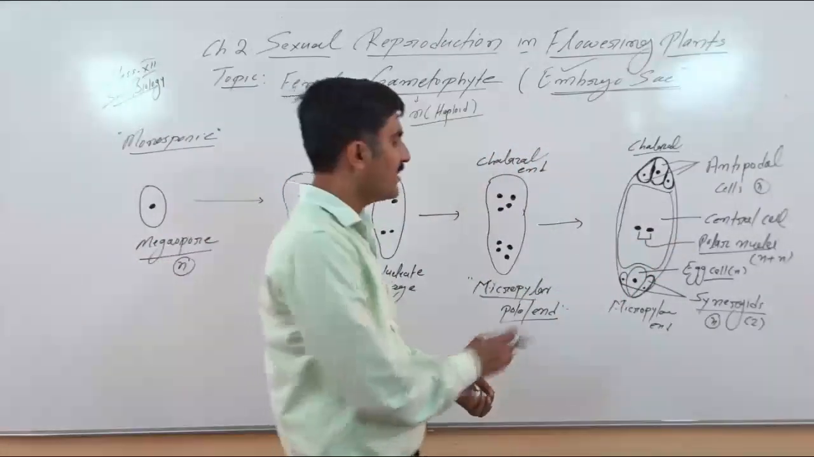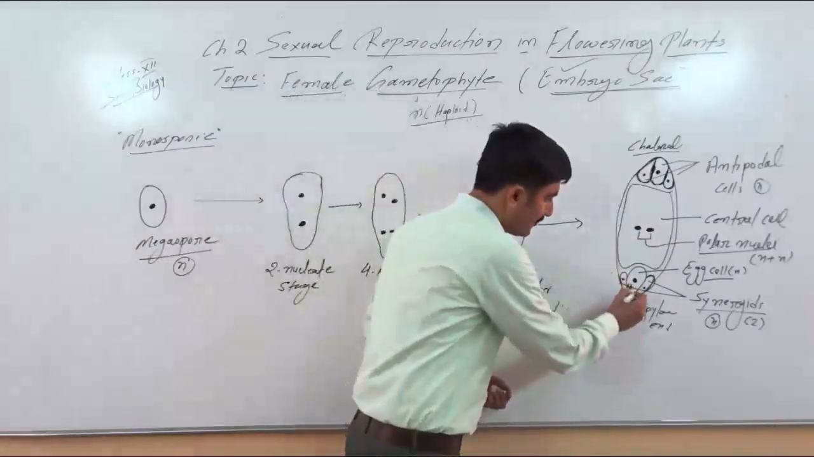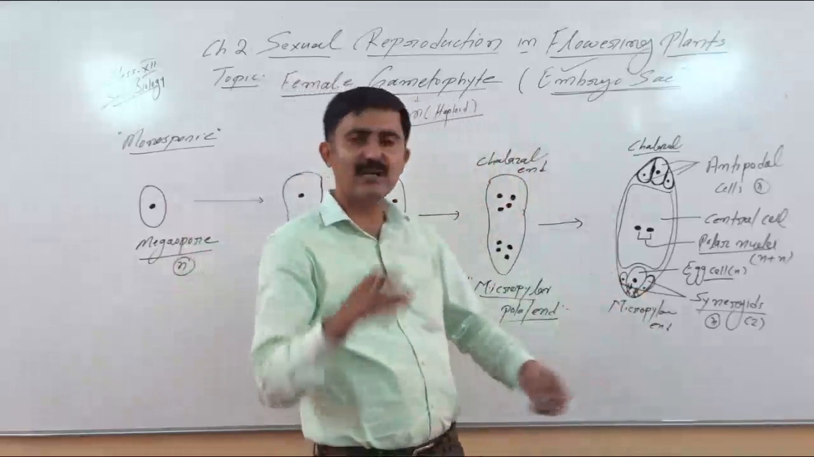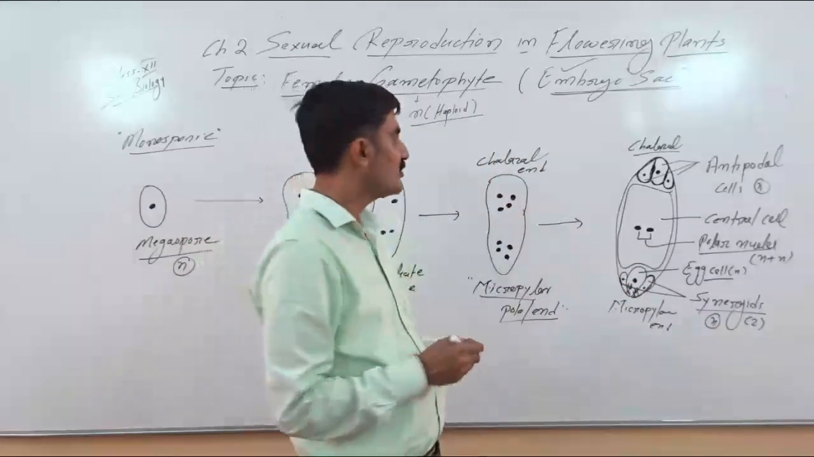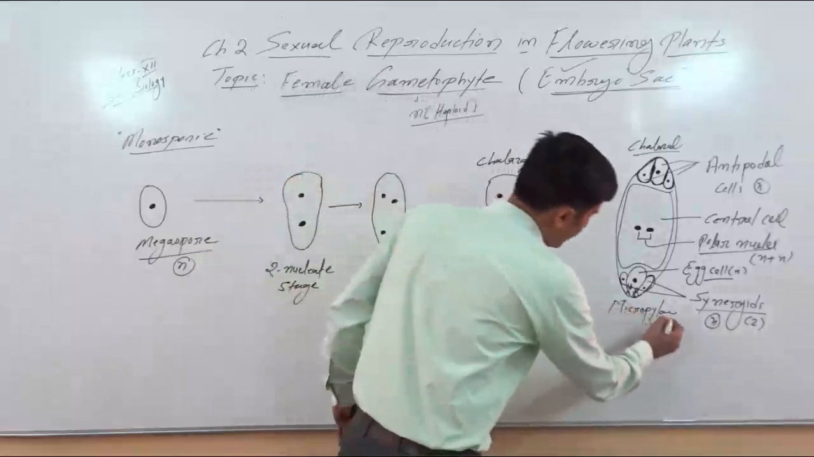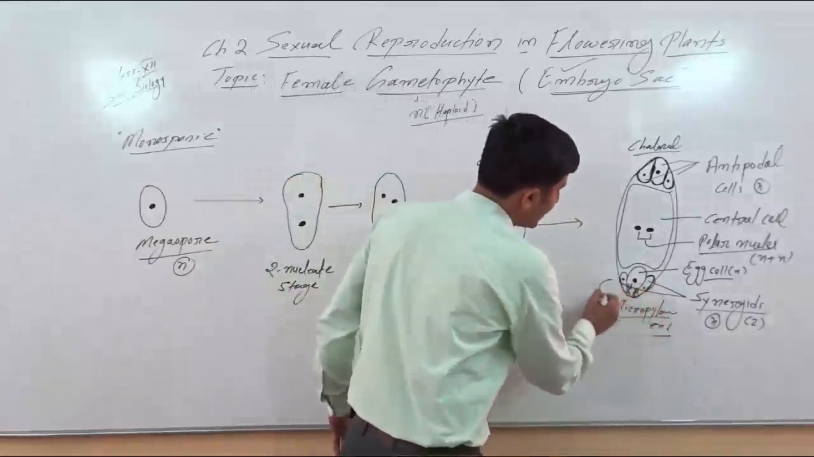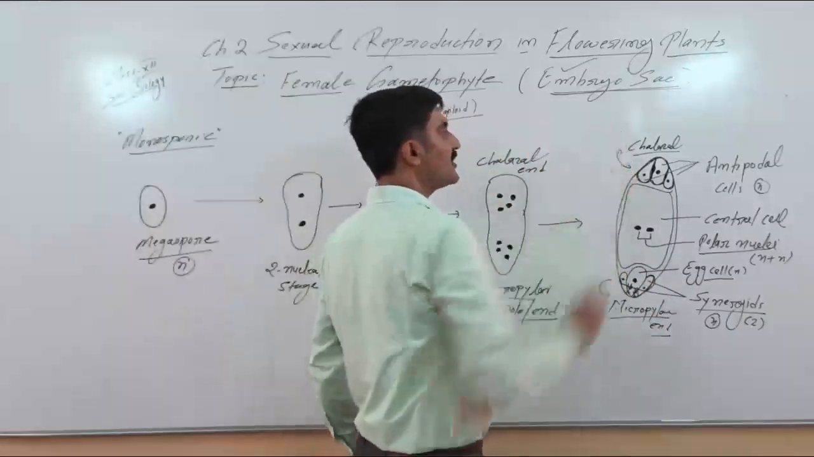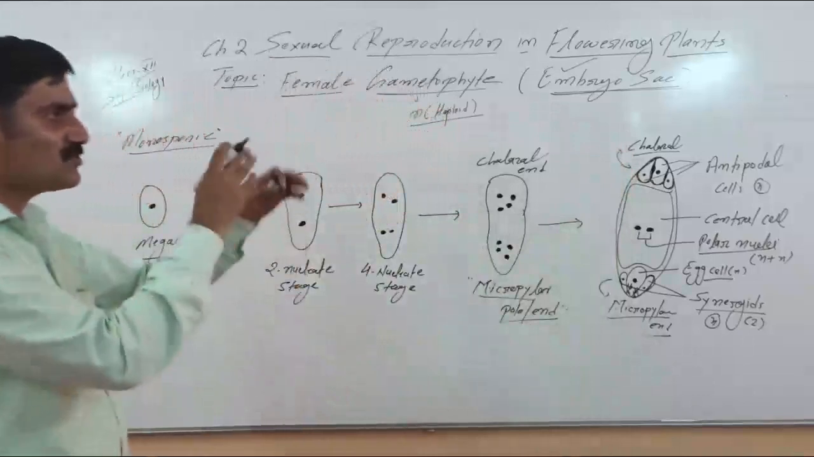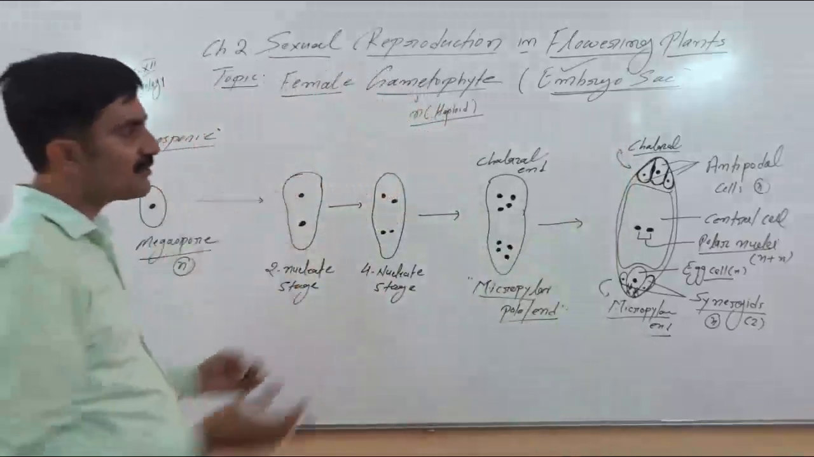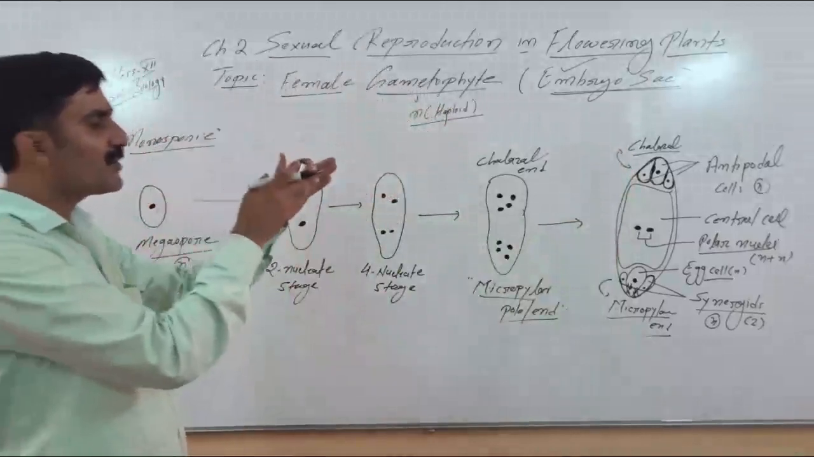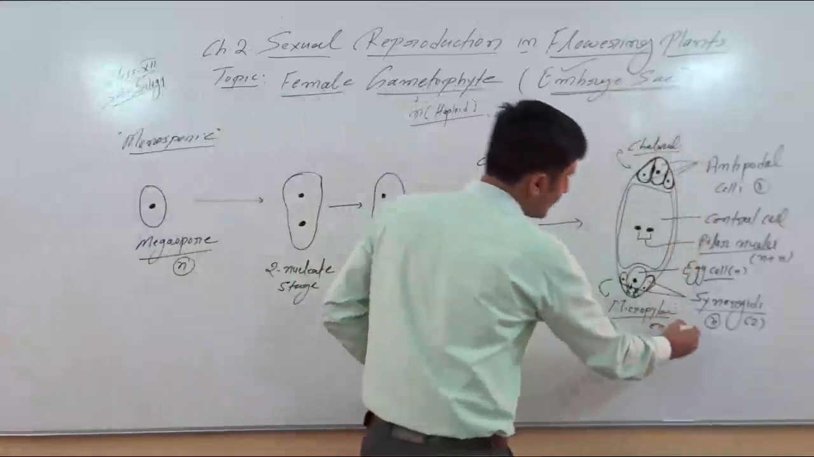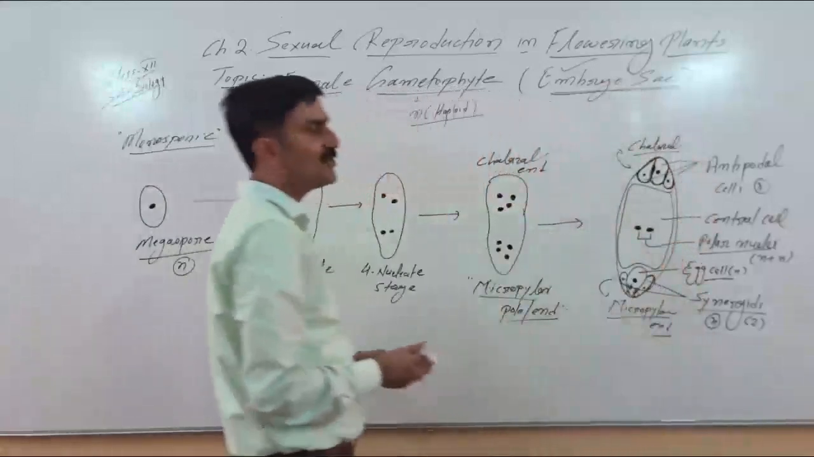Synergids have some projections, filiform apparatus what we use for them, and that also help in guiding the pollen tube inside the ovule. So here always remember egg cell and synergids are generally present toward micropylar end, and antipodals are present toward the chalazal end. So that is to find out what is the position of the antipodal cell and synergid cell, and these are present inside the ovule. So from here easily pollen tube can enter inside the ovule to fertilize it.